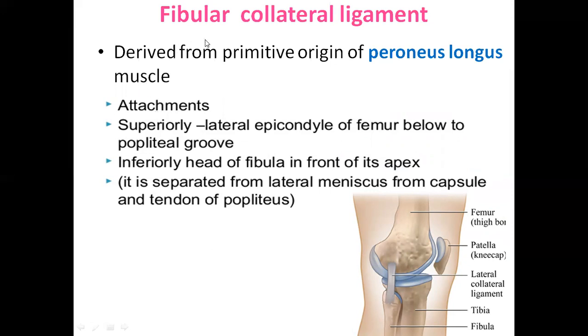So let us see the attachments of fibular collateral ligament. Superiorly, it is attached to the lateral epicondyle of the femur. Below the popliteal groove, this is the popliteal groove, below this it is attached. Inferiorly, it is attached to the head of the fibula in front of its apex. It is separated from the lateral meniscus by the capsule and tendon of popliteus.